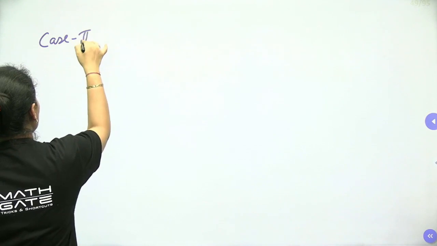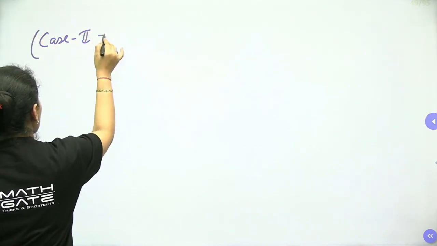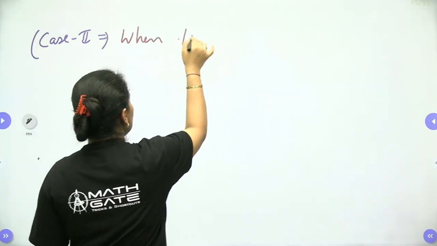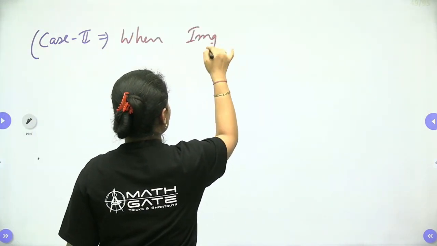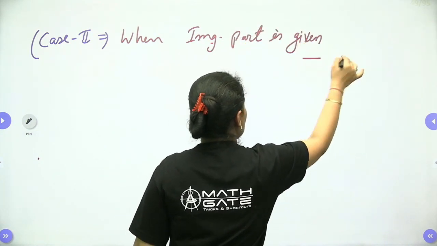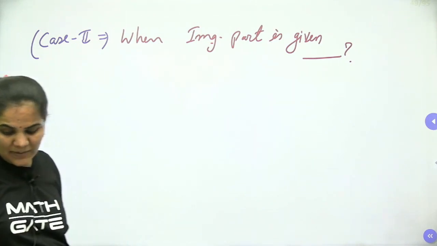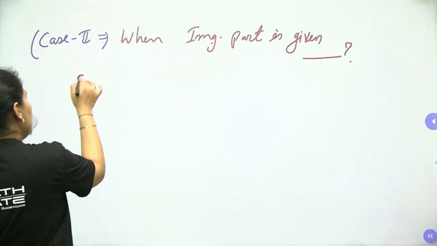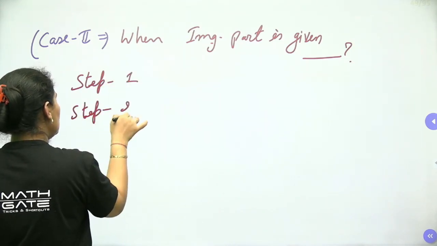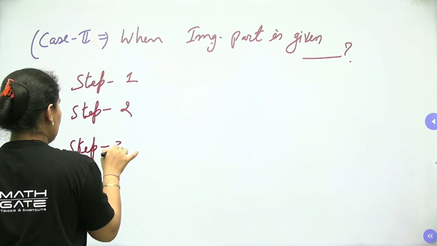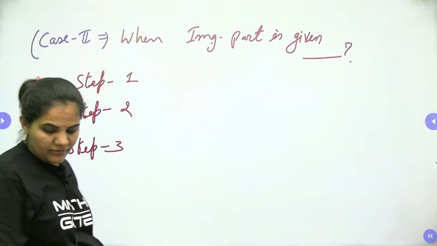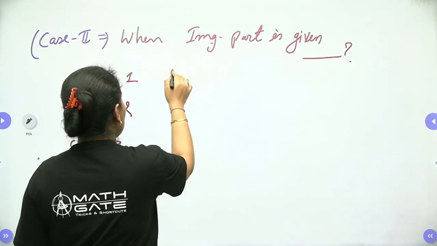Case number 2 is possible when the imaginary part is given to you. So when the imaginary part is given to you, how will you approach it? Let me show you. Here again you have to follow 3 steps: step number 1, step number 2 and step number 3. So what is step number 1 exactly? When we have the imaginary part, it means v.